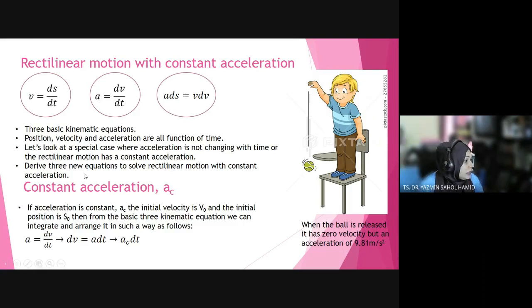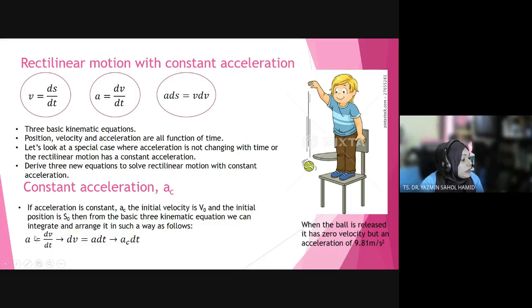Now let's look at how we can derive another three basic equations from the kinematic equation. If acceleration is constant, a_c, the initial velocity is v naught and the initial position is s naught. V naught and s naught doesn't mean that v naught is 0 or s naught is 0. It's just the initial; we use the symbol v naught for initial velocity, and s naught for initial position. From the basic kinematic equation, we can integrate and arrange it in such a way.